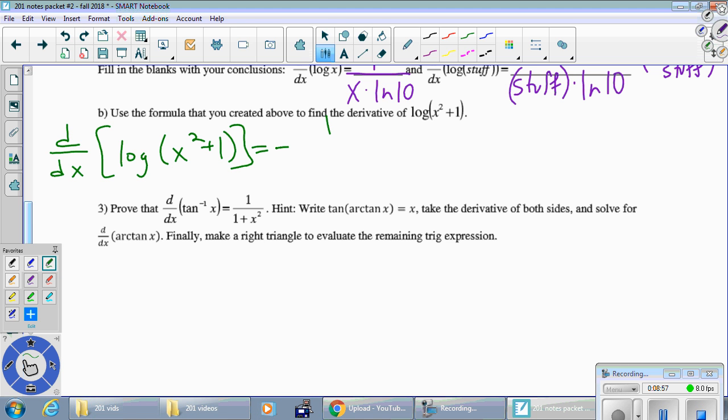Equals 1 over the stuff times ln of 10, always ln of 10 for the derivative of the common log, times the derivative of the stuff, 2x. x squared plus 1 just becomes 2x.